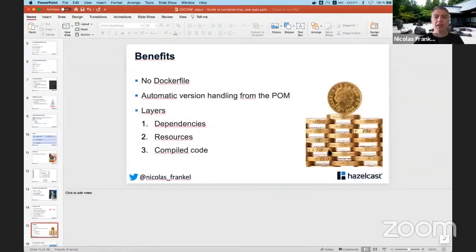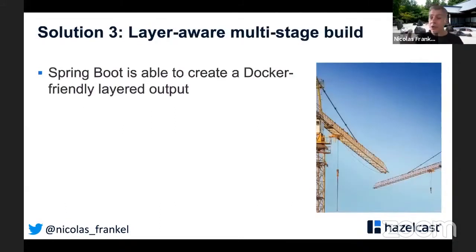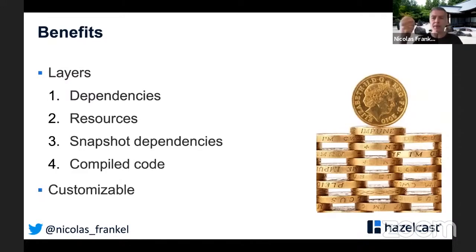But actually, let's talk a bit about the snapshots. We are using a Spring Boot application. Let's try to use this layer-aware multi-stage build for ourselves, and we will do manually what Jib did for us. So basically, the layers will be the same ones, but in a different order: first the dependencies, then the resources, then the snapshot dependencies, and then the compiled code.